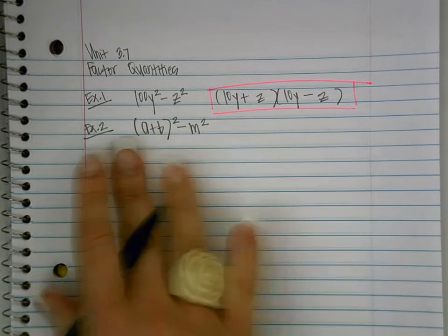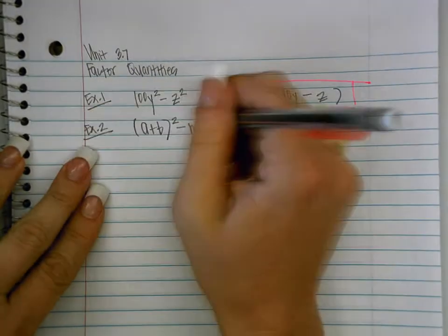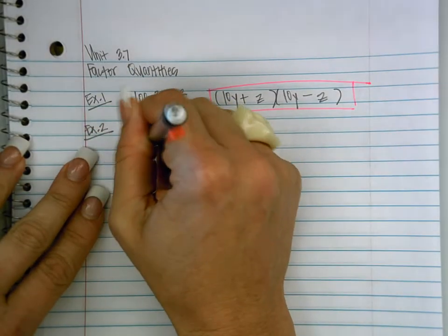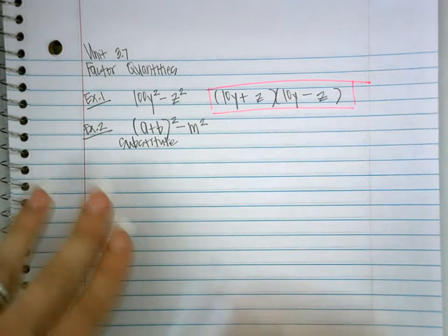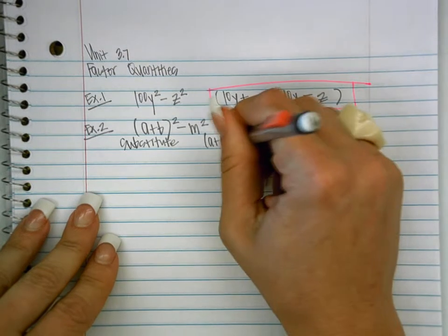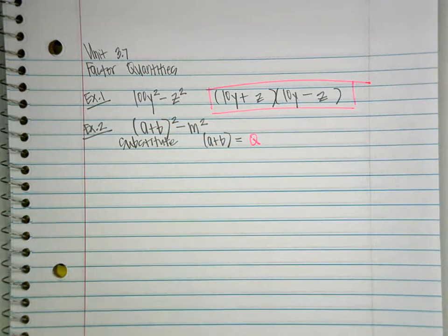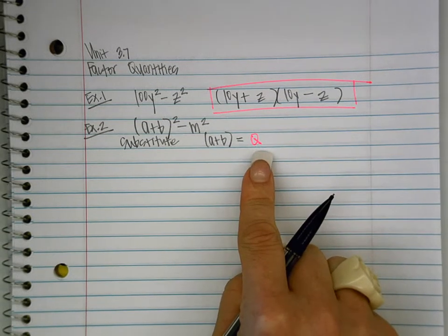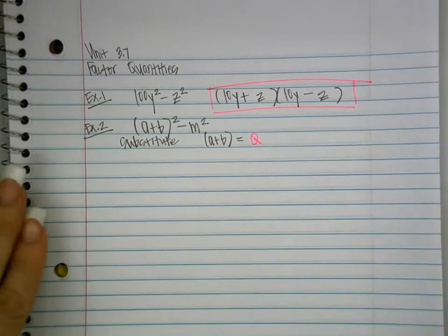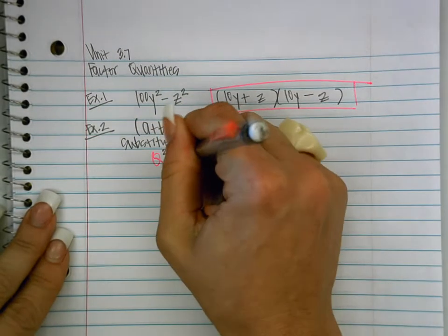Now, this looks confusing if we just look at it like this. So instead of writing it like this, we are actually going to substitute. Instead of writing a plus b, substitute a q, because q represents a quantity to me. You really could use any letter, but I would not recommend an x because a lot of these problems have x's to begin with. This would become q squared minus m squared.